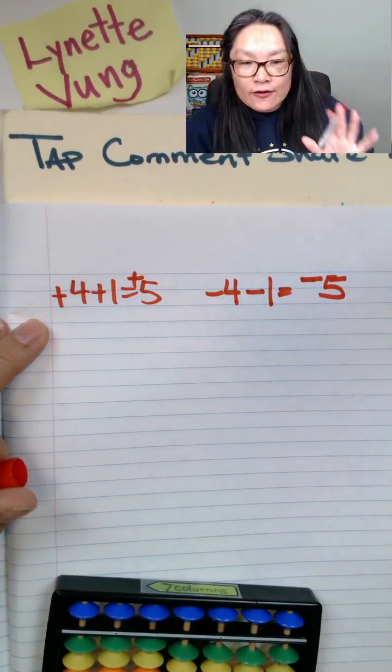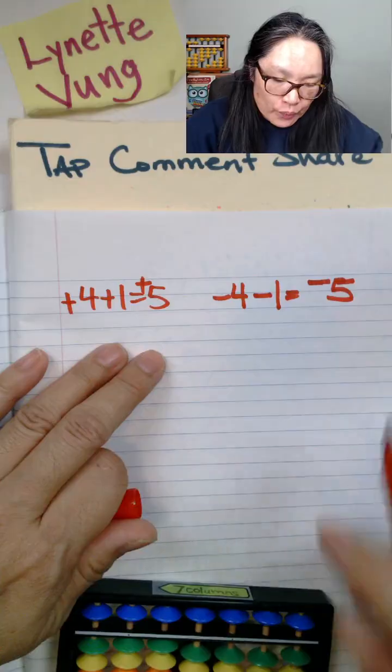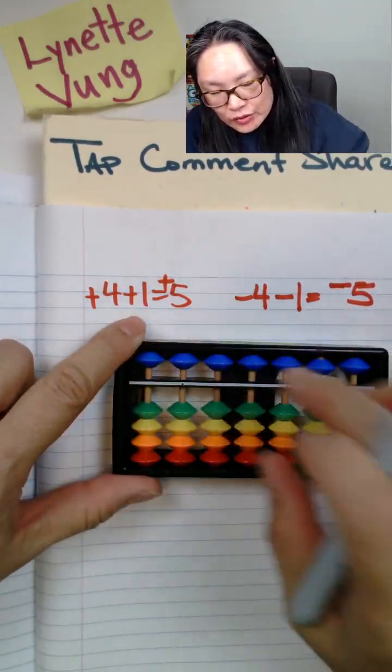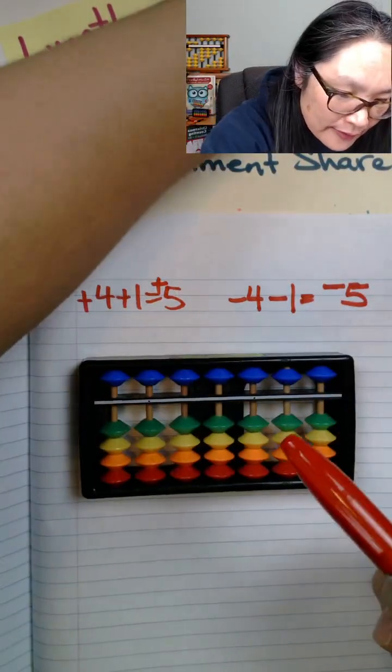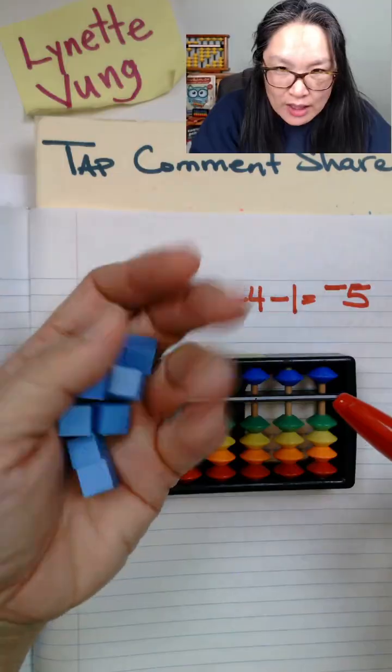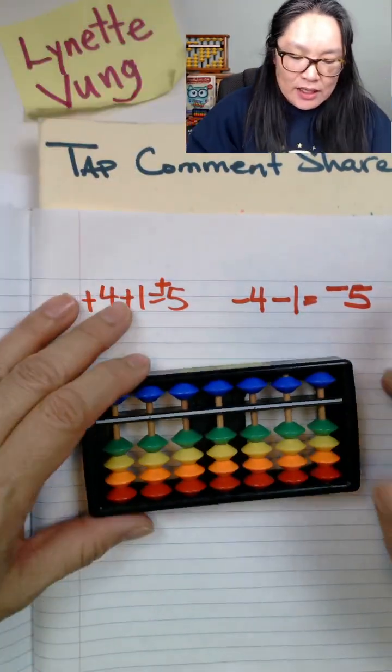Is this a negative? No, not really. We don't really do negatives on the abacus, because you can't really do a negative on blocks. You can manipulate it, but then it gets confusing really easy.